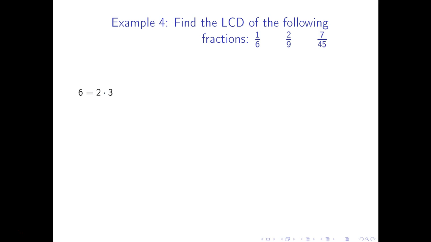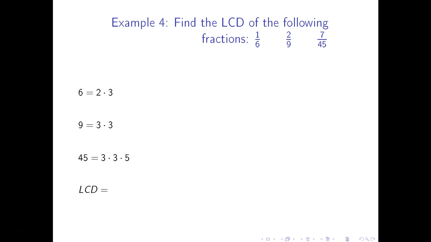Factors into 2 times 3. What about 9? How does that factor? 3 times 3. And 45, you can break that up into 3 times 3 times 5. So this is how all 3 numbers factor.